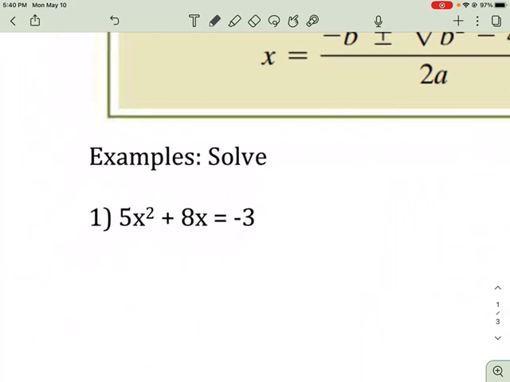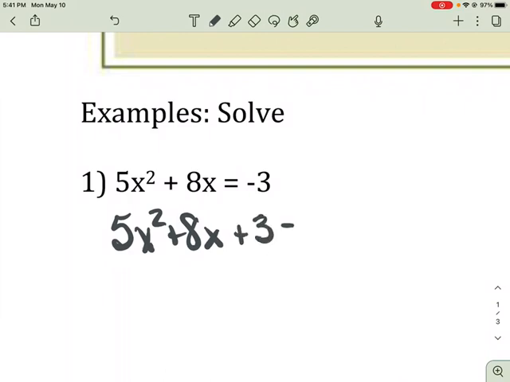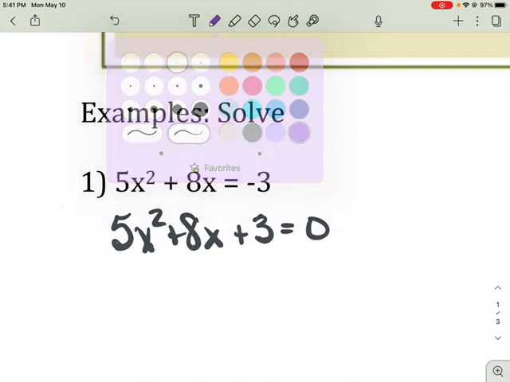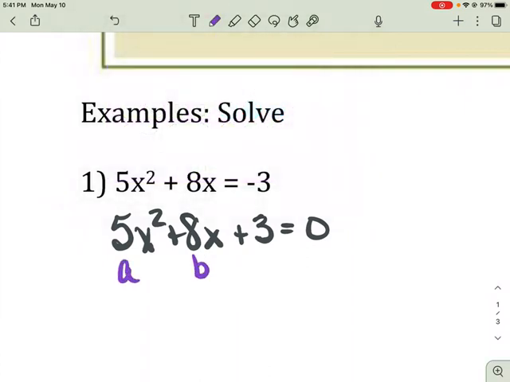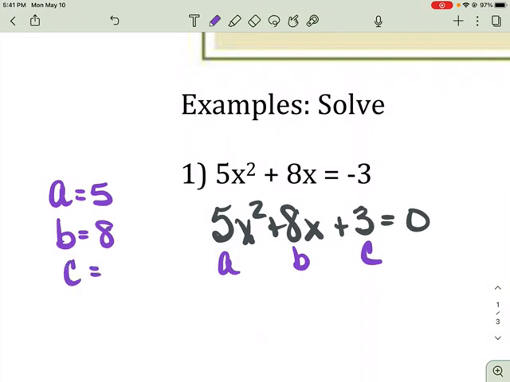All right, so let's do this. We're going to solve a couple of these, but the first step is to make sure this is equal to 0 and in order. So I'm going to add the 3. Then I'm going to identify who's A, who's B, and who's C. A is always in front of your squared term. B is always in front of the x. And C is your constant.